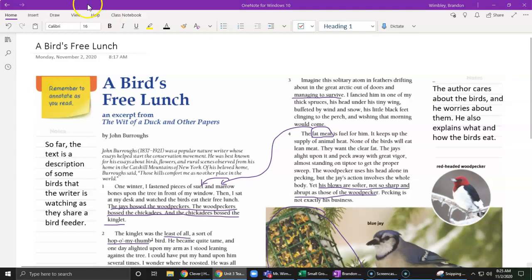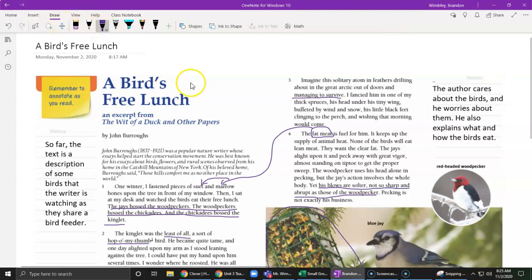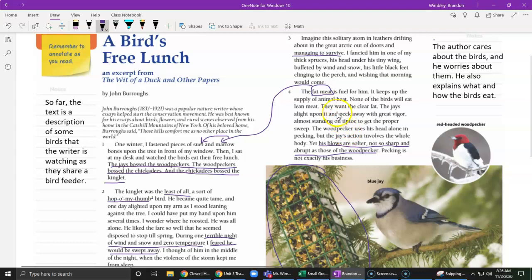And what are some other informational facts that he gives us on how they eat? Well, he's telling us what they want. They want clear fat. So that's one of the main things that they're eating, those main descriptions. He's also describing this little bird. He's wishing that morning would come. That's going to be a figurative language that we're going to talk about called personification. This bird wishing, because we don't know if birds really wish or not. Something people do. So look at all these descriptions that he's giving us of these birds.